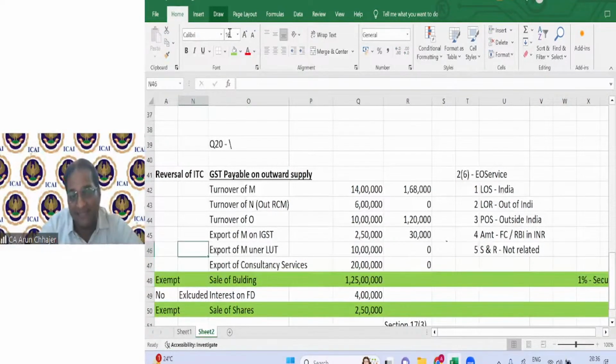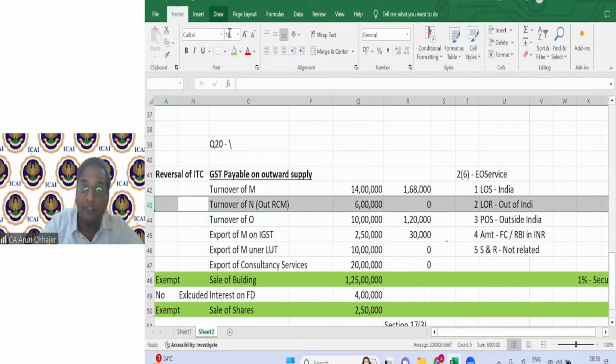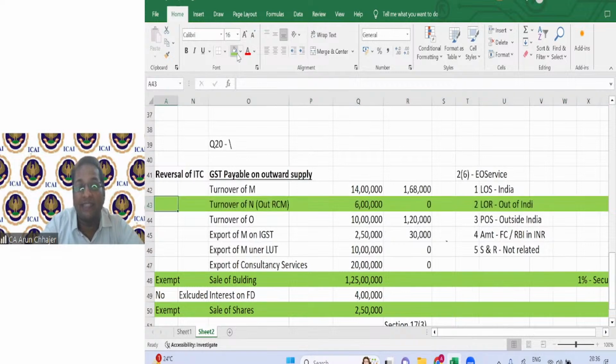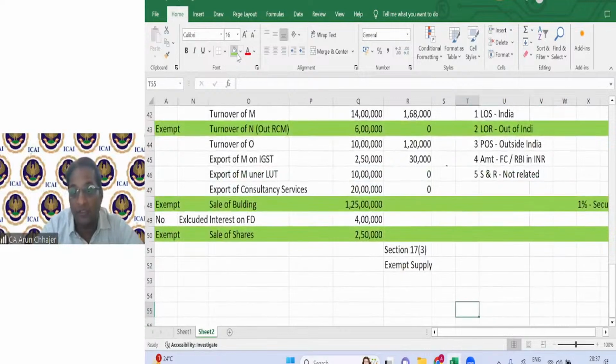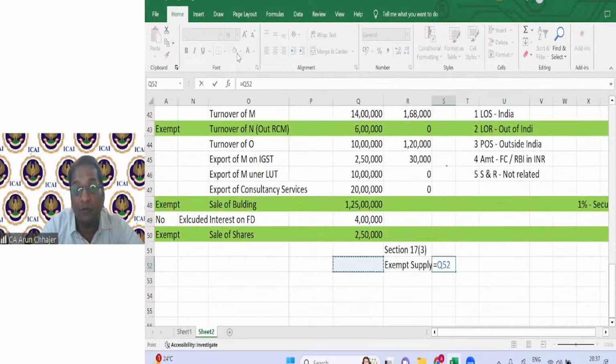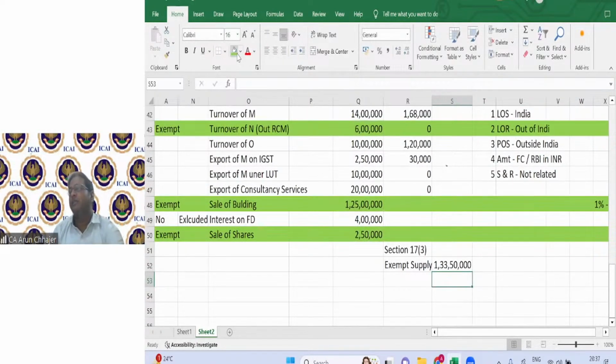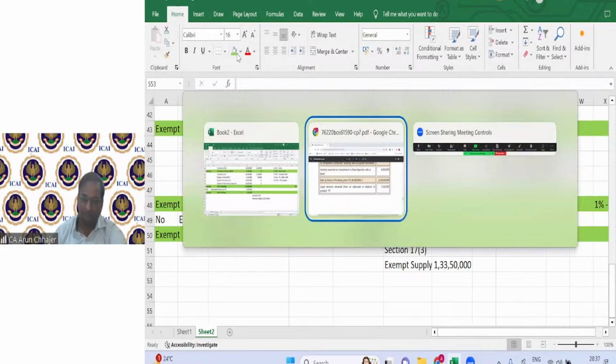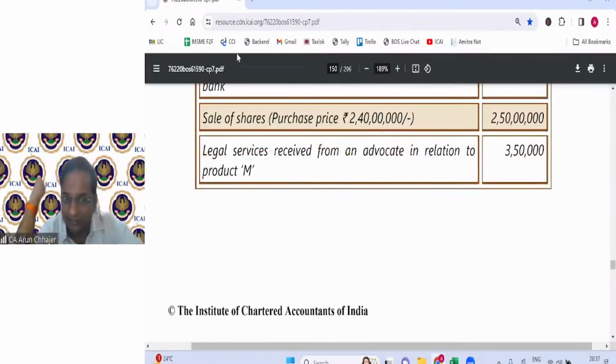Yes. For the purpose of reversal of common ITC, outward RCM is also exempt supply. Outward RCM is also exempt supply. So the total exempt supply कितना हुआ अभी तक? As of now, I can say 1,33,50,000. Let's move further. Legal services received from an advocate in relation to the product M.